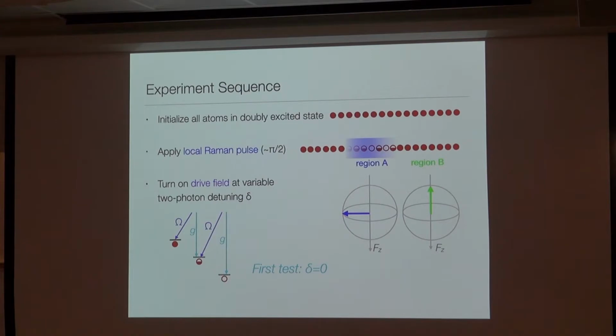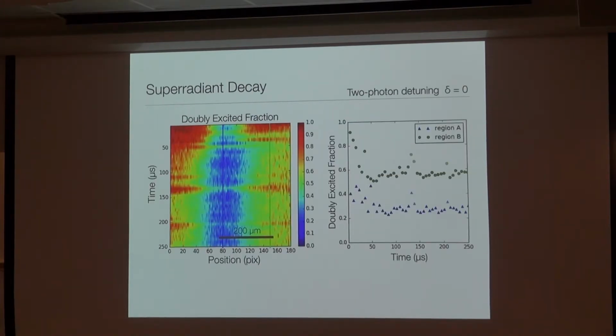And so can we try that? So here's the data. I should say each row here is really a single shot of the experiment, where, again, it's a 1D image of the atomic cloud. The different rows are different times after we turned on that drive field. We start out with this region where we applied the Raman pulse, so we have a reduced excitation in this region.